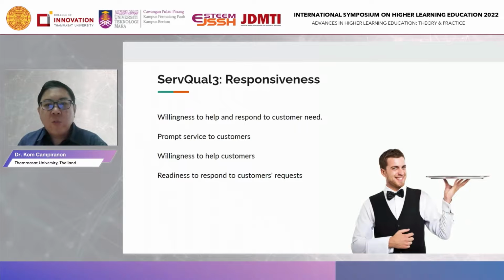The third one is called responsiveness. It actually means prompt service to the customer. Do they try to solve the problem right away? Are the staff willing to help you or not? Do they really want to help you, or do they just feel like you're bothering them?